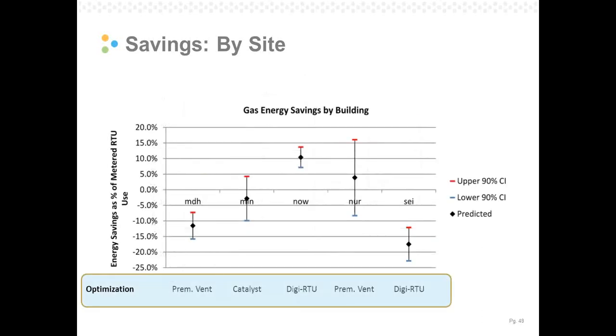The gas savings by each building, again, does vary, but you see the premium ventilation at the MDH site had just over a 10% increase in gas. In contrast, the NUR site, the fourth one from the left, actually had a savings of gas, but it had a much higher confidence interval. So there wasn't much we could say about whether those savings could be applied across each technology, but on average, gas use did increase as a result of the technology.